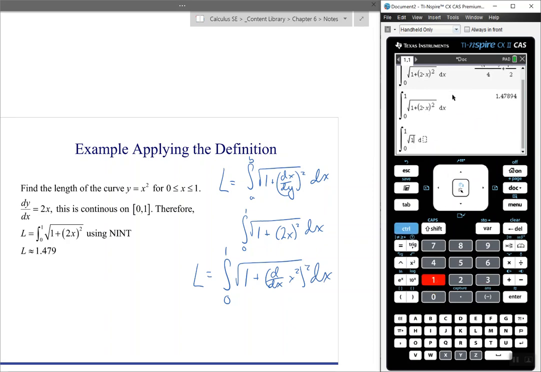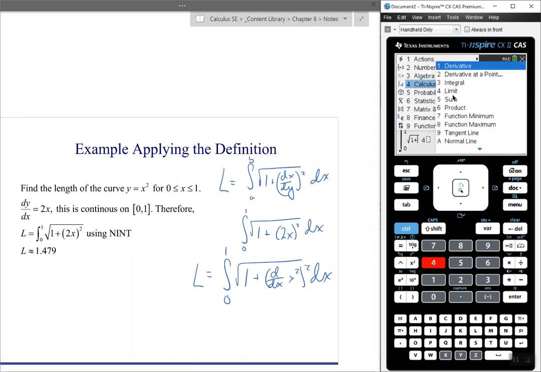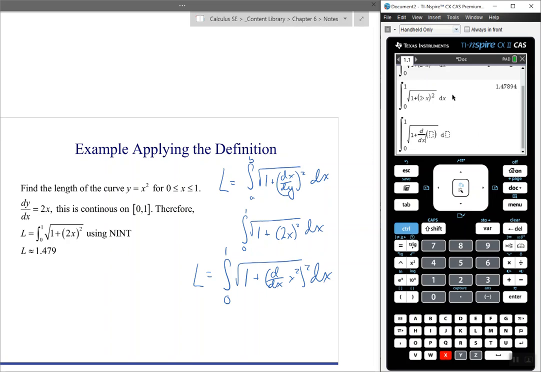So we have the square root still of 1 plus, and now what we're going to do is go into the menu, pull out the derivative, d/dx of x squared. I do think I need an extra parenthesis, but it should automatically make it for me. No, it didn't. So we'll put one here. That's the only thing. The d/dx has to be in parentheses, so it gets squared on the outside. And then dx. I'm going to go with the approximate answer, so Control Enter. And we get the same thing, 1.479 with the rounding.